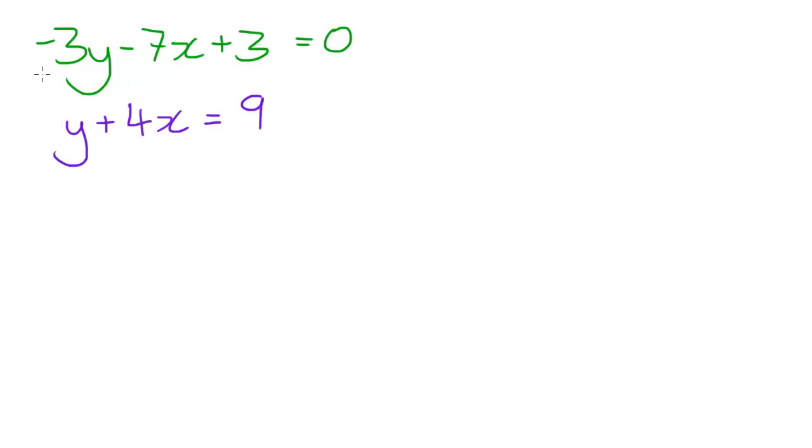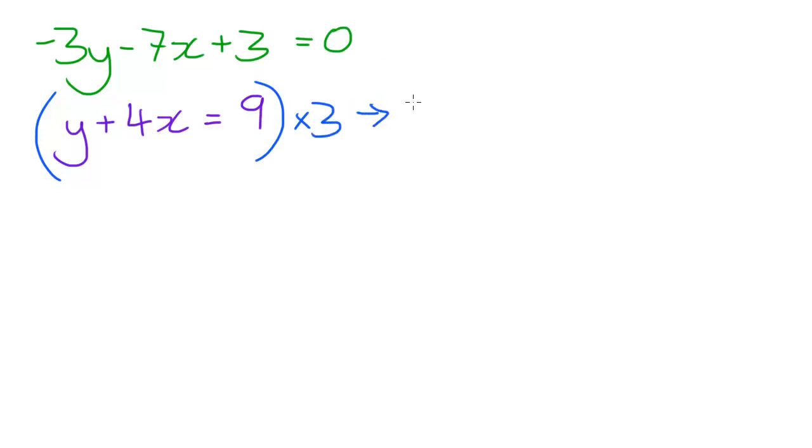So what I have to do is somehow manipulate these so that I get an x-less or a y-less equation, so I just have x or y on their own in one of these equations. This purple equation here has 1y in it. This green one has minus 3y. So I'm going to times this whole thing here by 3. That whole lot by 3.